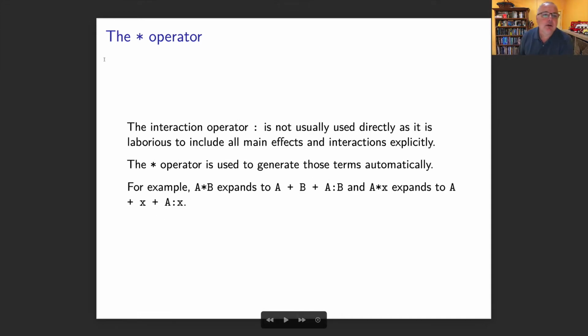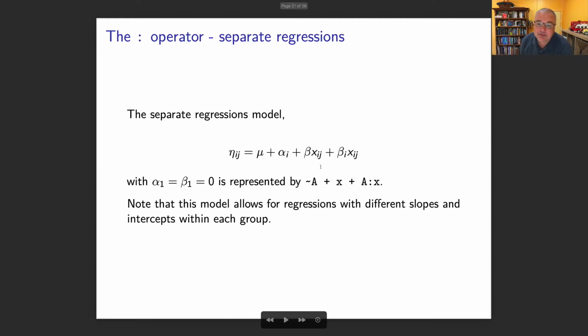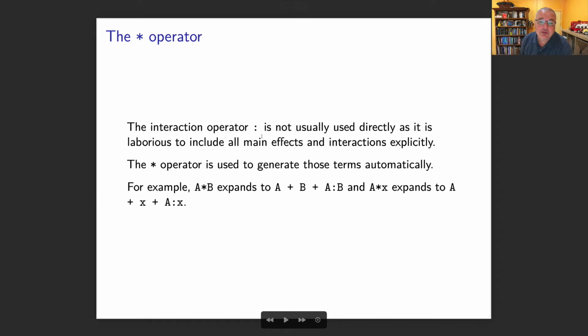What does the multiply operator do? It's a shortcut. This is a pain to type, especially if I wanted multiple interactions. Let's say I had x1, x2, x3, x4. I don't want to start writing all this. So that's what this does. This basically says, I will give you all the interactions that are possible. So for example, A times B expands to A plus B plus A colon B. A times X is A plus X plus A colon X.